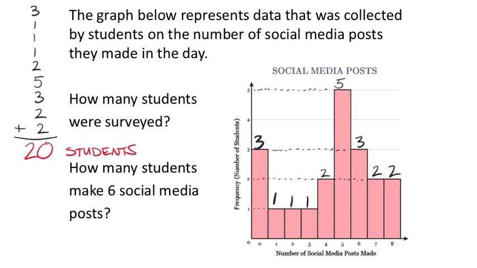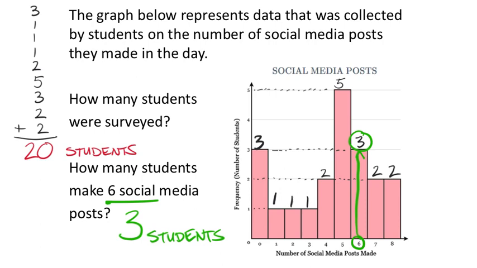So how many students make 6 social media posts? Well, 6 social media posts is this bar right here, so I just followed up. That's 6 social media posts. 3. Now again, it's not just 3, since it's a word problem. I'm going to label it as 3 students. 3 students made 6 social media posts. Bam. Now keep in mind, that's just these 2 questions.